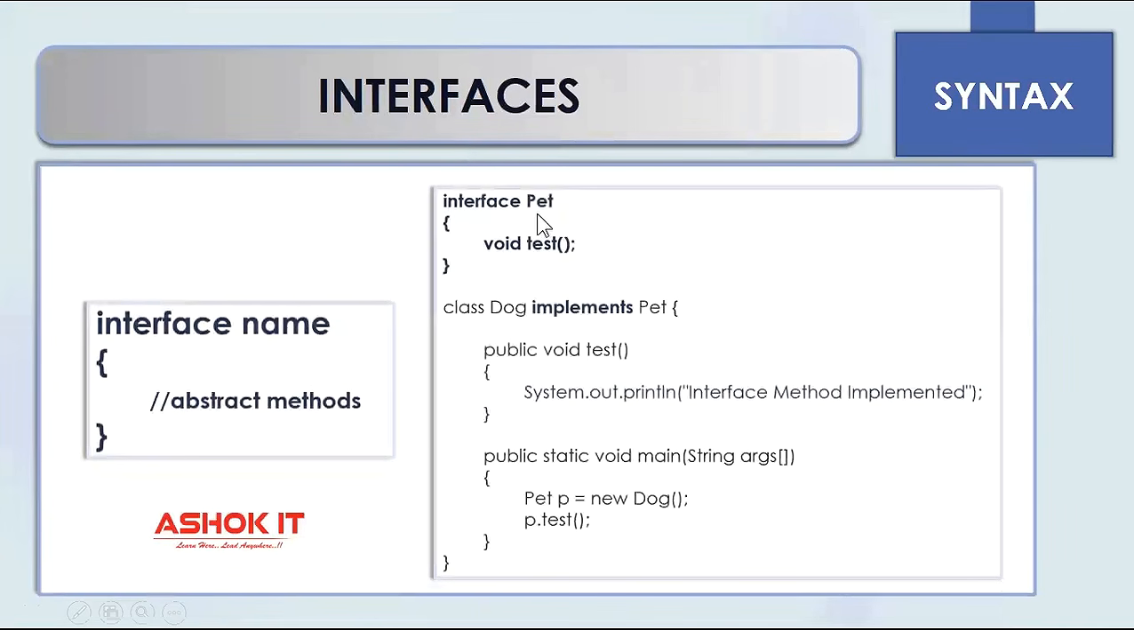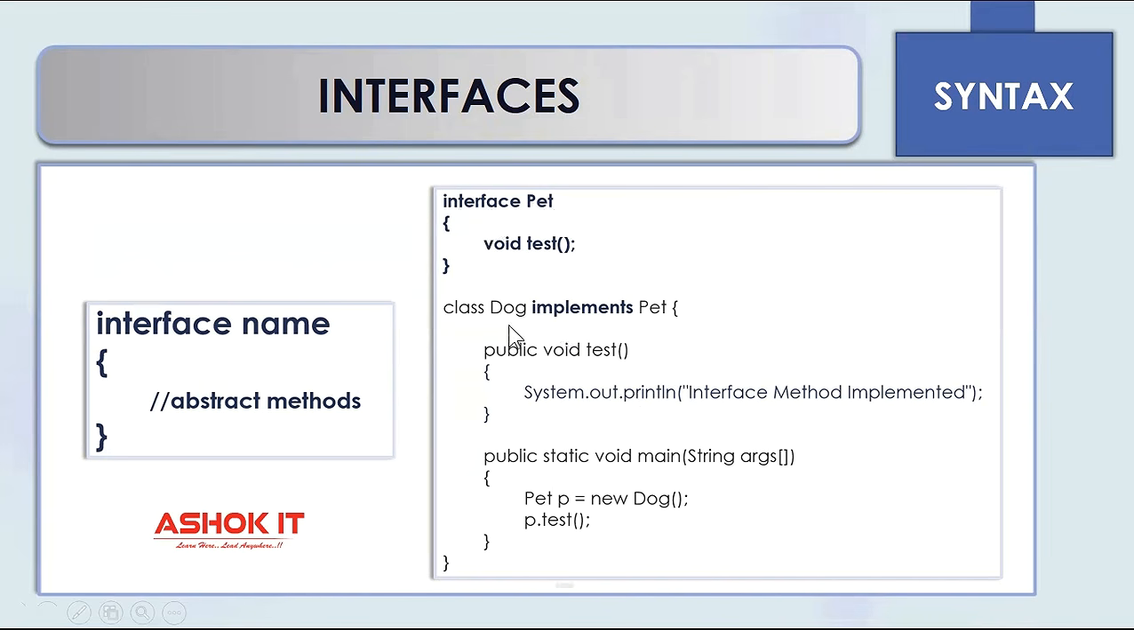When we use an interface in Java, it can contain only an abstract method, which is by default declared as abstract and public. So we need not declare it abstract or public. It is by default public and abstract. And the class that implements the interface can only give definition or implement the abstract method present in the interface. So here there is an interface Pet that contains the abstract method test, which is implemented by the class Dog that implements the Pet interface.